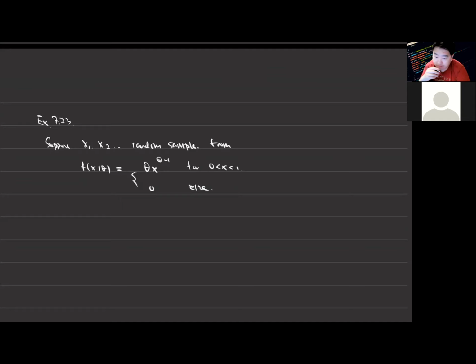All right, so let me just put a remark here. This notation is textbook notation, essentially saying if your x, which is your data, in this distribution, falls in the range of 0 to 1, then your distribution function takes this form, theta x^(theta minus 1). If it's not in this range, then it's 0. So this can also be written out as an indicator function, and we're gonna define what that means. So this is a remark.